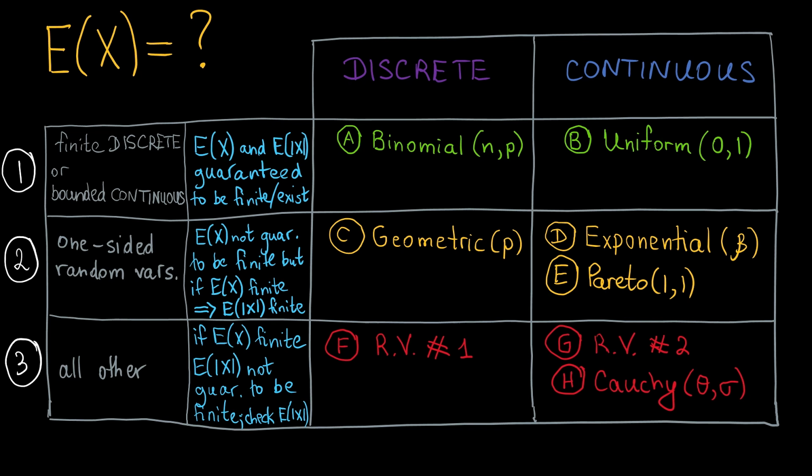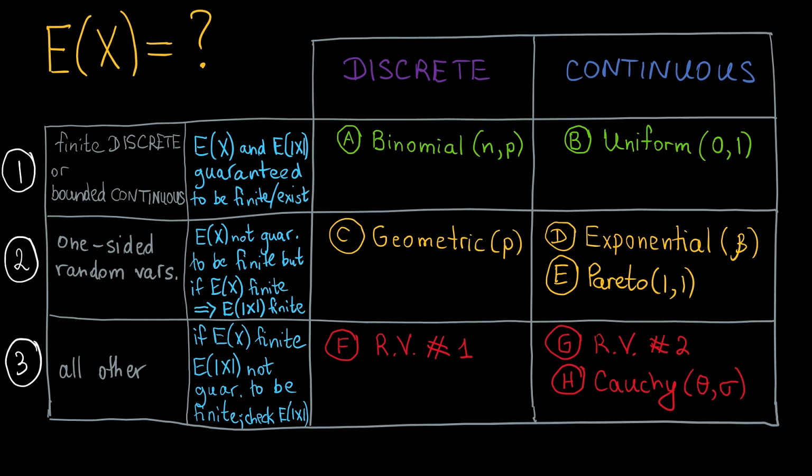For random variables like the binomial that have a finite support, the expected value of x is guaranteed to exist. In other words, the expected value of the absolute value of x is guaranteed to be finite. And for random variables like the uniform 0,1 that have a bounded support, right, the support is bounded between 0 and 1. It doesn't extend to negative infinity or to positive infinity. So for such random variables with a bounded support, once more, the expected value of x is guaranteed to exist, and we do not need to check on the expected value of the absolute value of x.